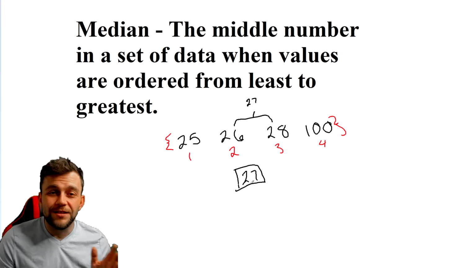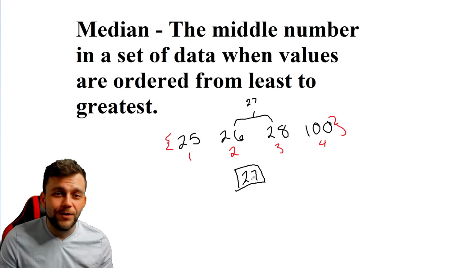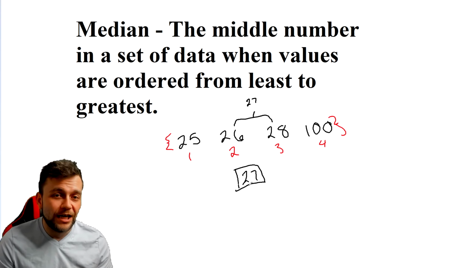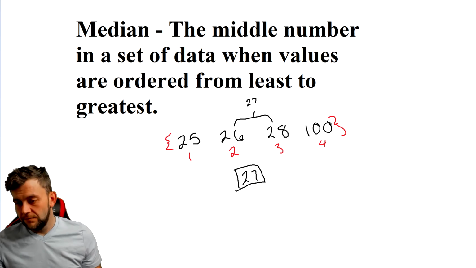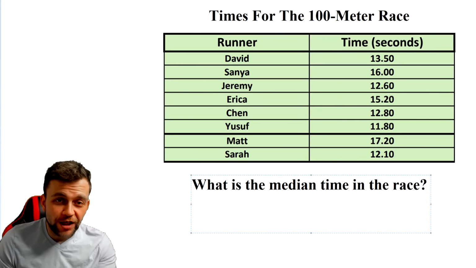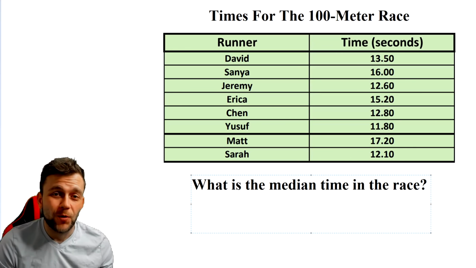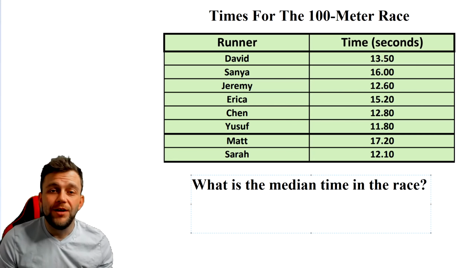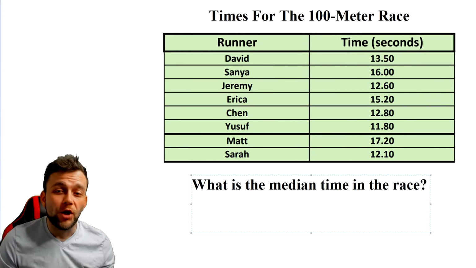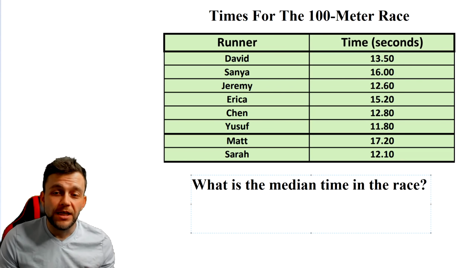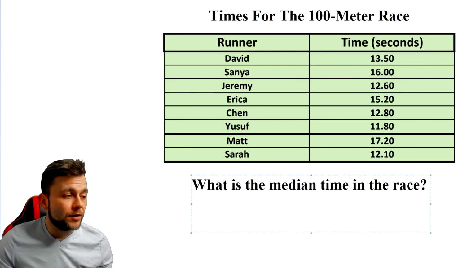All right, so that's it for the nice, easy example. I hope that you got the main idea down of what the median is in a data set. Let's move on to some more challenging examples. When you take the GED or the ACT, you're going to get a lot of tables, and they're going to ask you questions about the table. In this instance, it's times for the 100-meter race, and they give you a list of names and a list of times. So, our question is, what is the median time for this race?